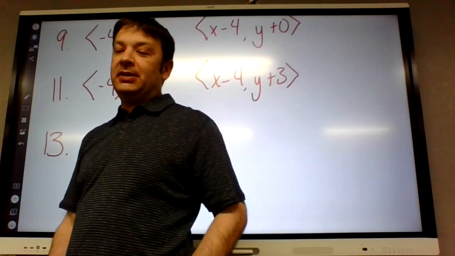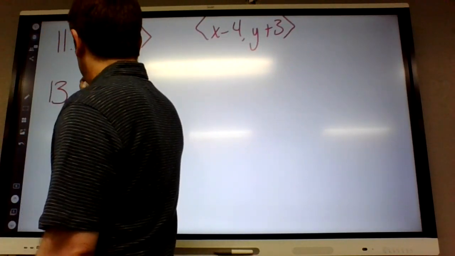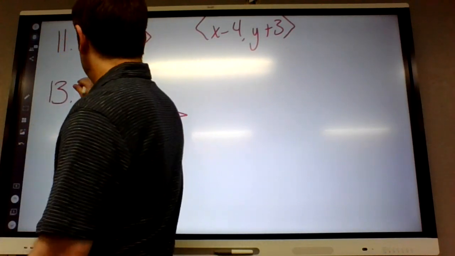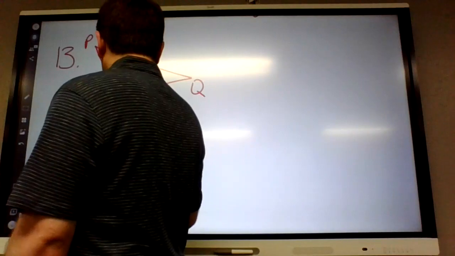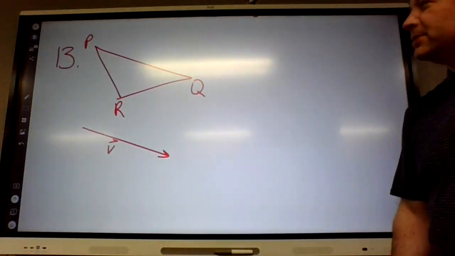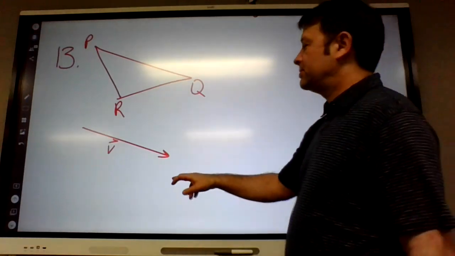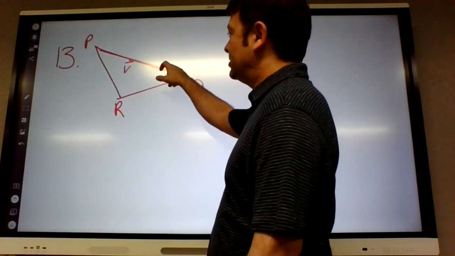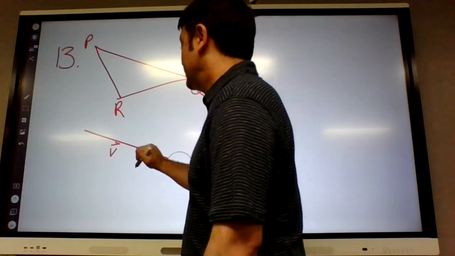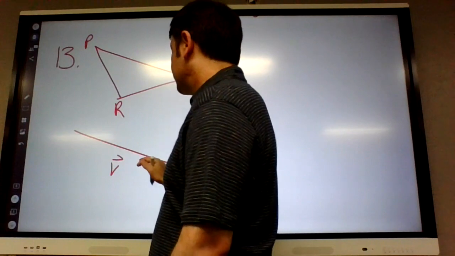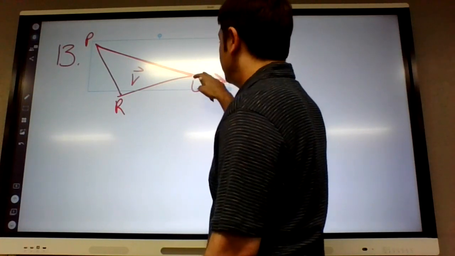Okay. 13 is kind of like number one, but it's easier because we're not reflecting. We're just sliding. So we're supposed to draw that picture, triangle PRQ, and we're supposed to draw the vector. We're just supposed to move triangle PRQ using vector B. So I can kind of cheat on the smart board, but I'm going to make my vector longer so it's not overlapping. Oh no, I need to redraw it. There, that's the vector symbol. Okay, so P is going to move right here, like P prime. R.